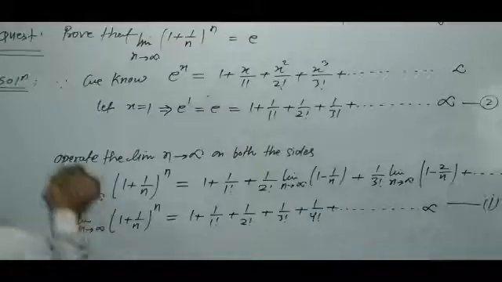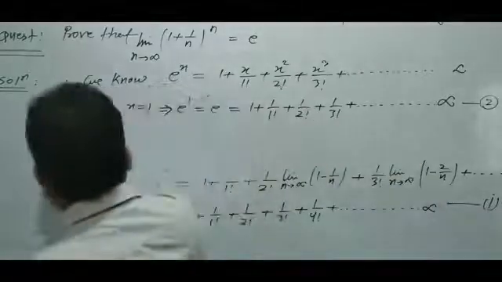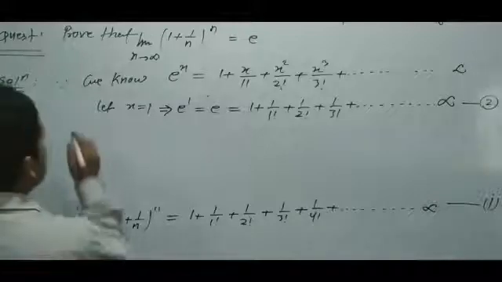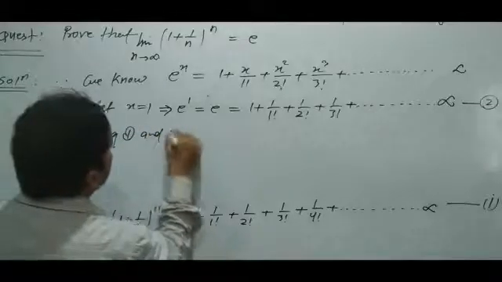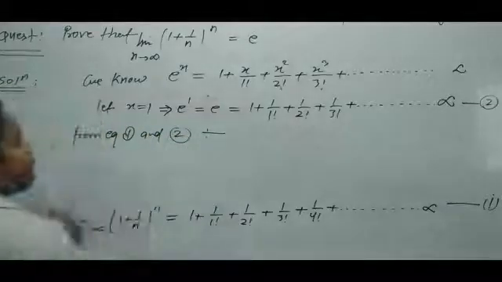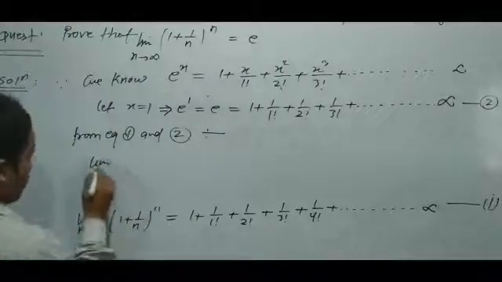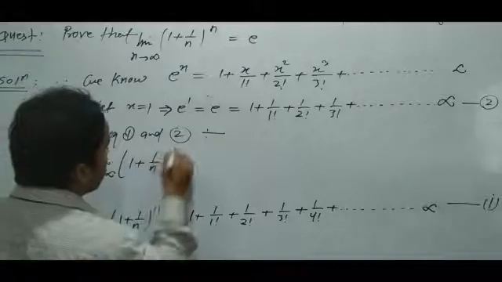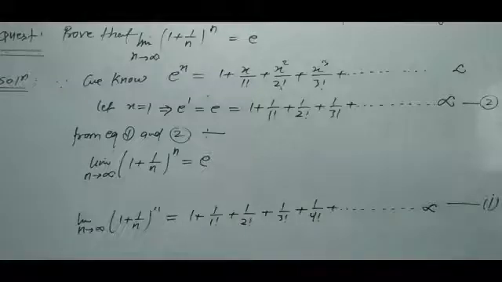So from equation 1 and 2, limit n tends to infinity of (1 plus 1 by n) to the power n, this is e. This is the formula.